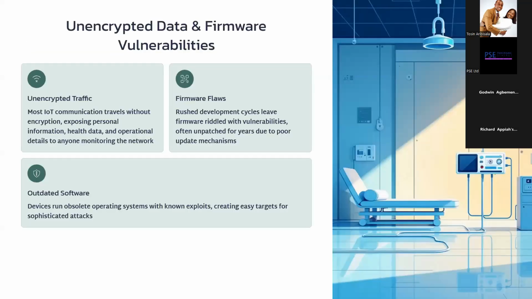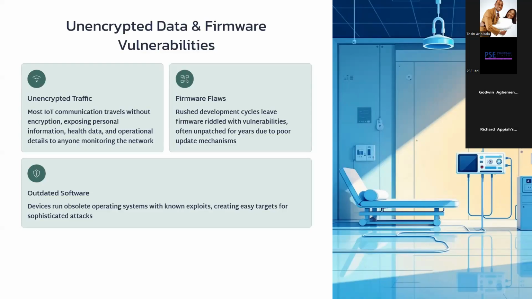So we have some security features or some guidelines that we can follow to help us mitigate these particular vulnerabilities. So we have unencrypted data, firmware vulnerabilities. The reasons for these particular attacks may be unencrypted traffic, firmware flaws, outdated software. With unencrypted traffic, most IoT connections or communications travel without any form of encryption, exposing personal information, health data, operational details to anyone monitoring the network.